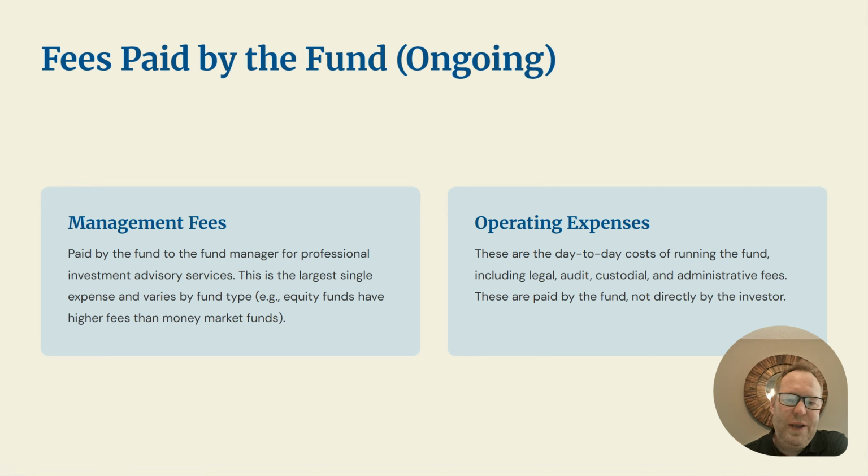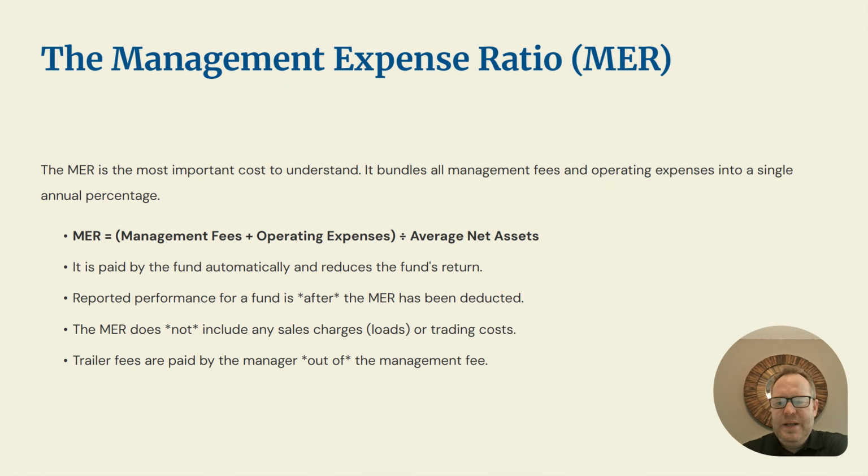The second part of ongoing is operating expenses. These are the day-to-day costs of running the fund, including legal, audit, custodial, and administrative fees. These are paid by the fund, not directly by the investor. The main fee to know for mutual funds that we typically compare from one to another is the MER. We've talked about it before, the management expense ratio. It is listed as a percent, so it is easy to compare one mutual fund to another from a fee standpoint.